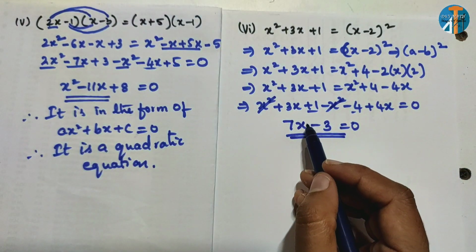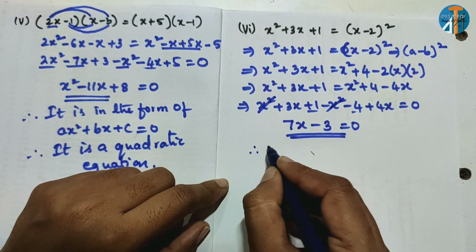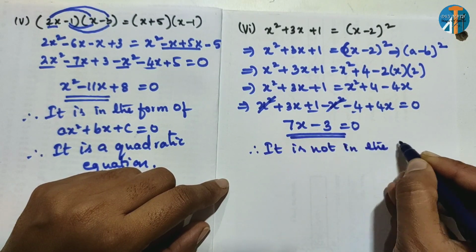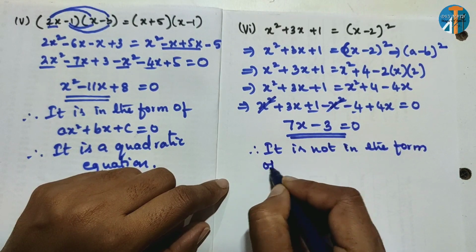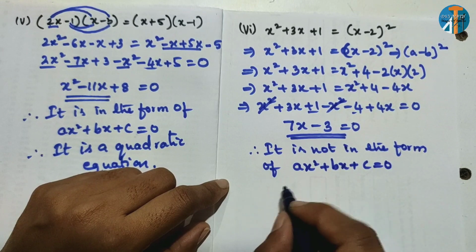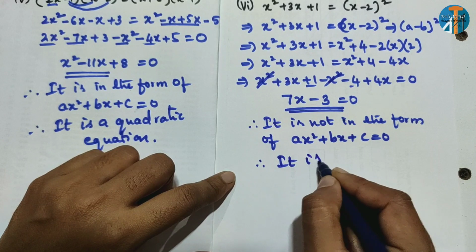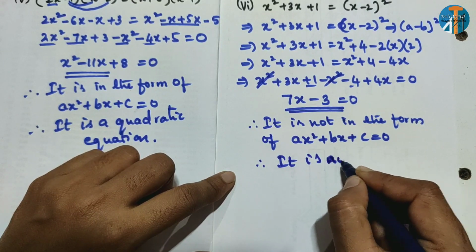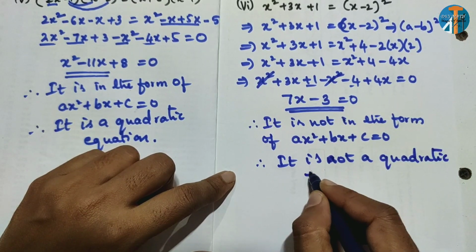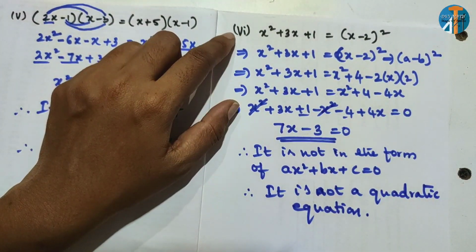Look here, the highest power itself is 1. It is not in the form of ax square plus bx plus c is equal to 0. This is the general form of a quadratic equation. So therefore it is not a quadratic equation, you have to write. Okay, so this is about sub question 6.